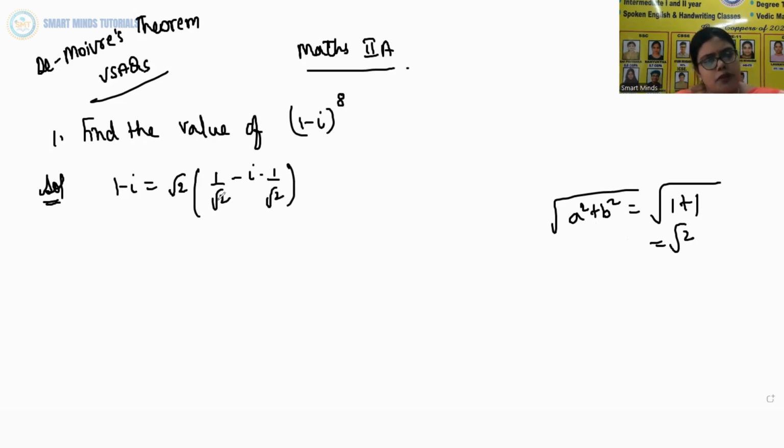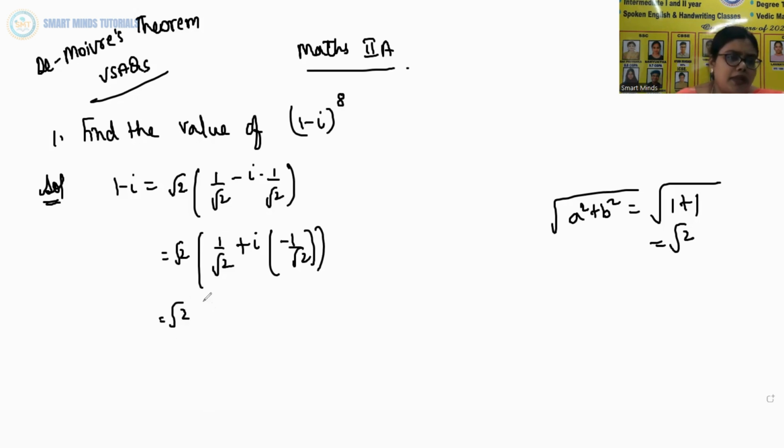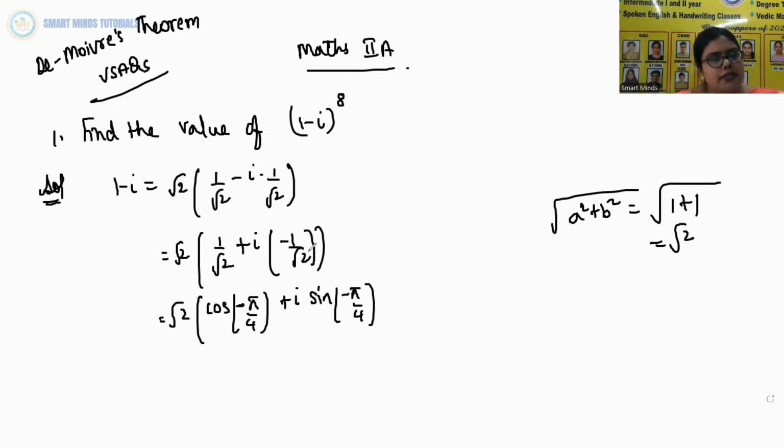Now first number should be cos of something, second number should be sine of something. So that is root 2. Now first let me write this as 1 by root 2 and this as plus i into minus 1 by root 2. Now tell me, when is cos theta 1 by root 2 and sin theta minus 1 by root 2? That is at minus 45 degrees. So cos minus 45, cos of negative angle is again positive, plus i sin of minus pi by 4. So at 45 degrees it is 1 by root 2, but at minus 45 it will become minus 1 by root 2.